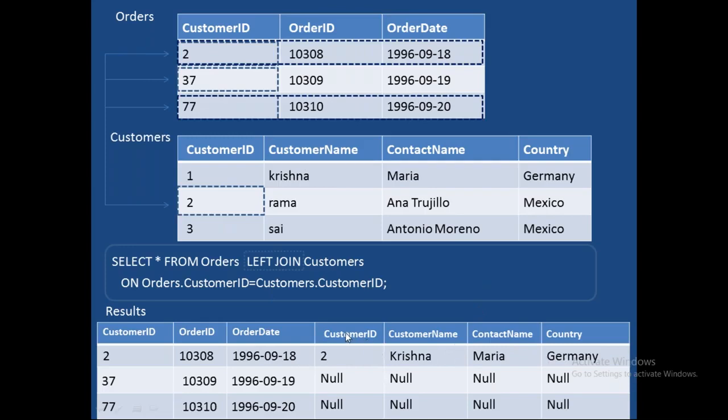Clear? How will you know both are matching? Based on the customer ID, 2 and 2, because in the ON condition orders.customer_id should be matched with customers.customer_id. In the same way, now you see, these are the common records. These are the left side records which are not matching.